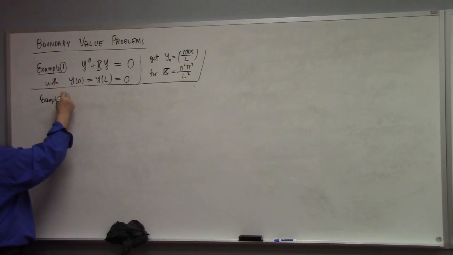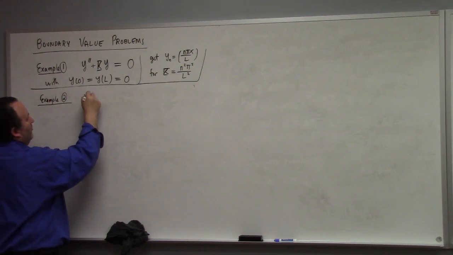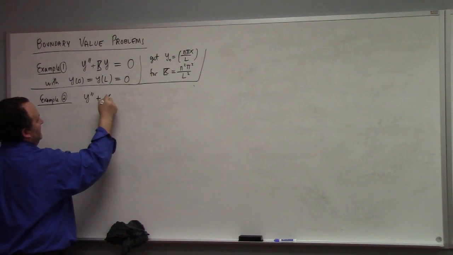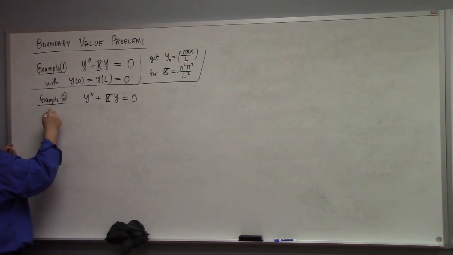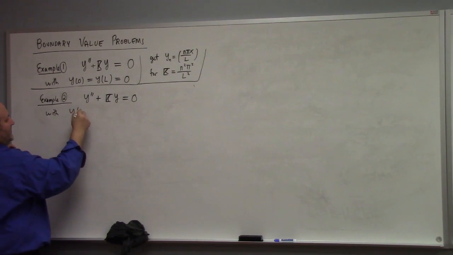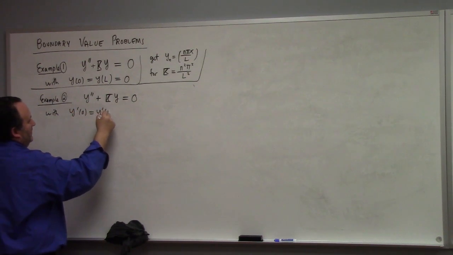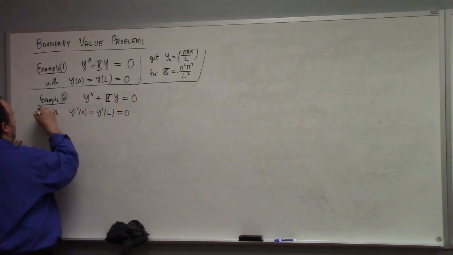it'll go faster now that I'm in my right mind. Y prime prime plus k y equals 0, the same differential equation, okay? But now with y prime of 0 equal to y prime of L equal to 0.